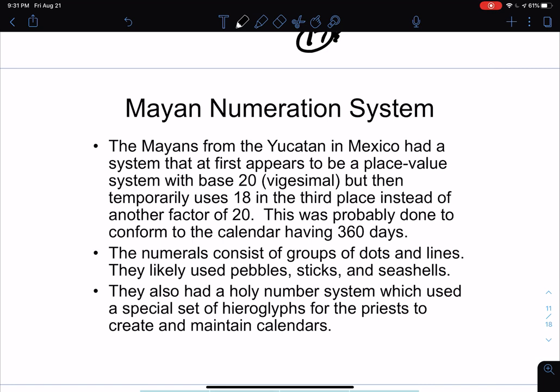They used dots and lines for their numerals. More than likely, that was from using sticks and pebbles or sticks and seashells and things. And then their 0 looks a lot like a big seashell. So that's probably what they were doing. And then, like I mentioned a minute ago, they did have a holy number system with its own set of hieroglyphs for the calendars for the priests.